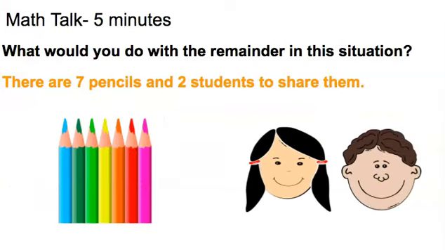Let's look at another one. There are 7 pencils and 2 students to share them. What would you do with that last pencil? Do you think these students care more about who gets the extra cookie compared to who gets the extra pencil? In most of these situations, there's no right or wrong answer. It's just how we deal with the remainder in order to be fair.